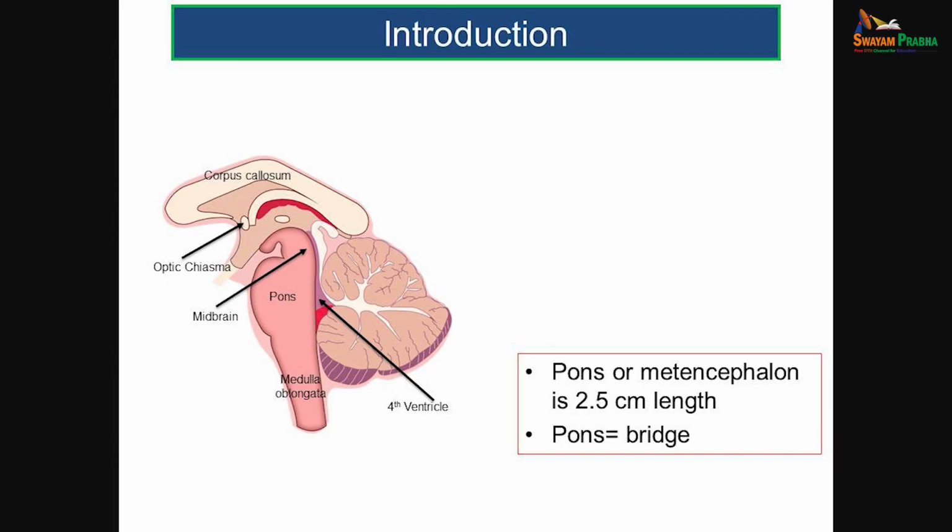Now the pons, as we know, pons means a bridge. It is almost 2.5 centimeters in length. It is also called the metencephalon. It is present on the clivus in the middle cranial fossa. The posterior surface forms the floor of the fourth ventricle. Anteriorly pons and medulla, and posteriorly the cerebellum, form this fourth ventricle. So, the posterior part of the pons is related to the fourth ventricle.